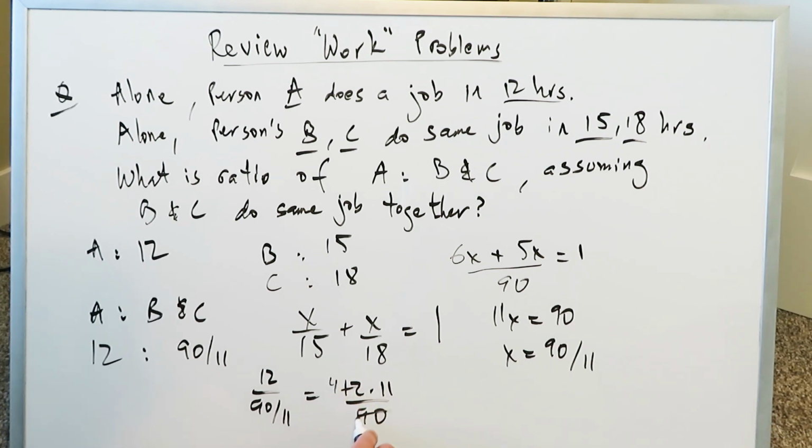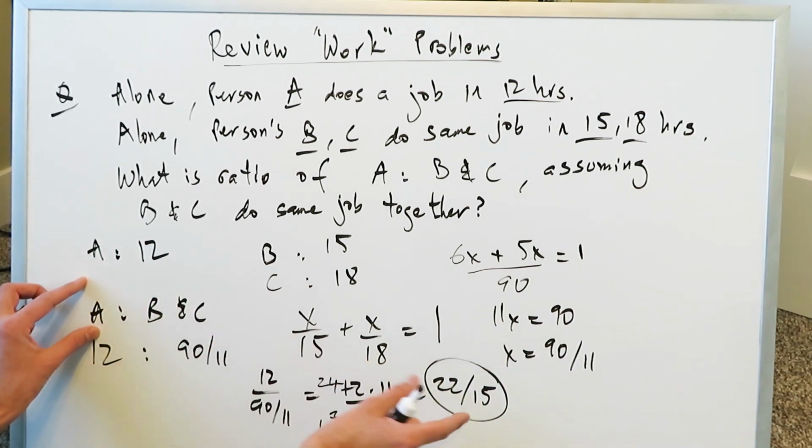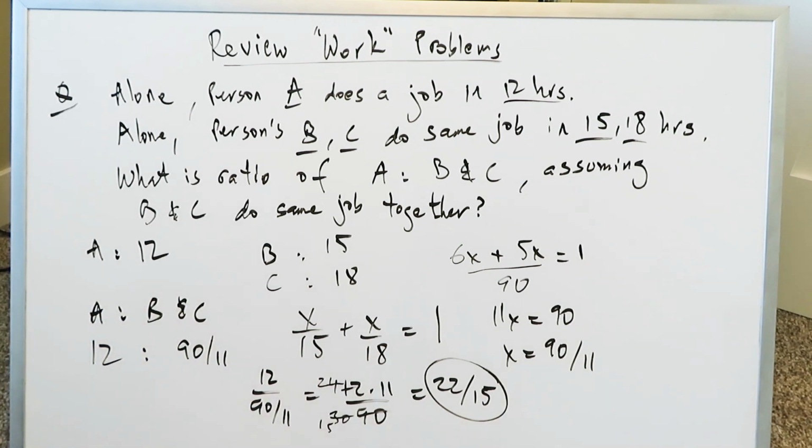3 goes in 12 4 times, 3 goes in 90 30 times, 2 goes in 4 2 times, 2 goes in 30 15 times. I'm getting 2 times 11, 22 over 15, and that would be the answer. The ratio of A to B and C is 22 over 15, and that right there would be your answer.